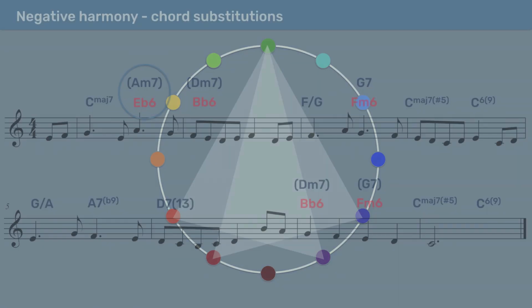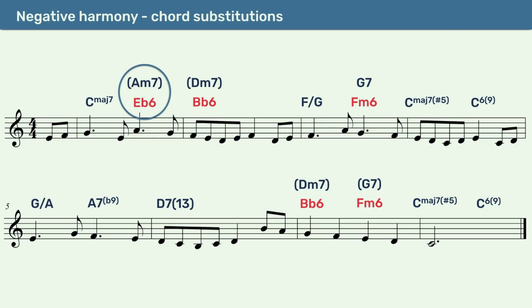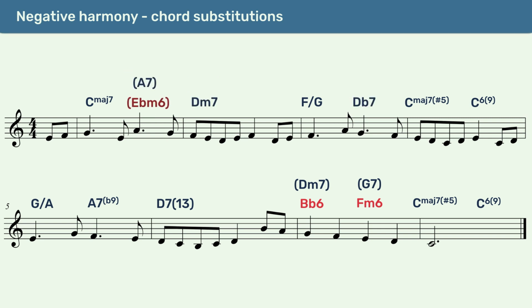Let's see some examples. In the last video, we substituted this A minor 7th for its negative, with a good result. If we use an A7th instead of the A minor 7th, that is, a secondary dominant preparing the D minor, the negative chord would be E flat minor 6th. This chord is less traditional in its relationship to this melody. The melody has A and G and the chord B flat and G flat. But it somehow kind of works.